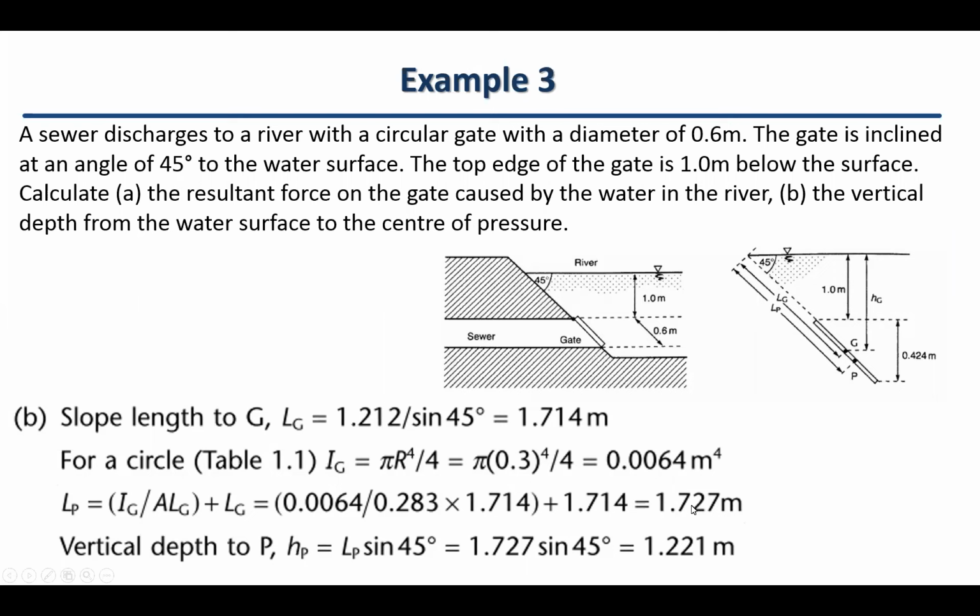However, this is not the answer. The question is asking for the vertical depth from the water surface to the center of pressure. To calculate that, we again use the Pythagoras formula, or based on trigonometry, LP, the hypotenuse, times sine 45 will give us the vertical depth to P. So LP sine 45 degrees is 1.727 times sine 45 degrees. This is equal to 1.221.